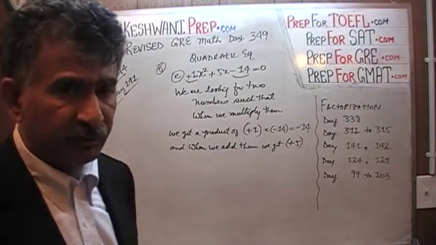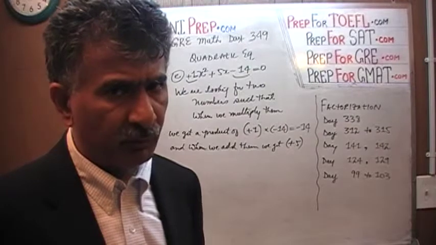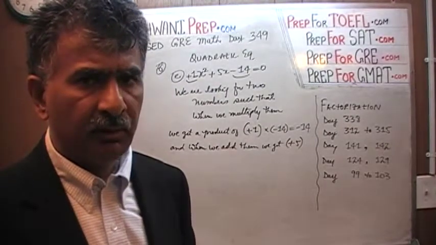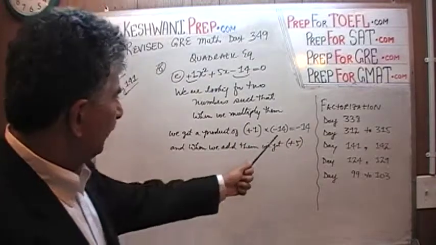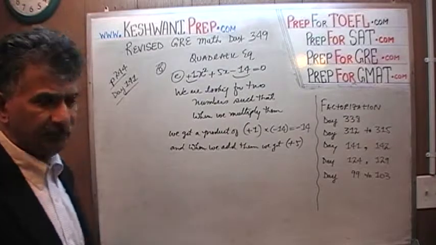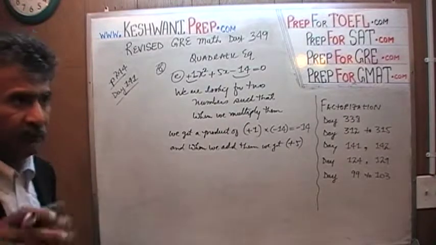So can you think of two such numbers? Pause the video if you have to for a few seconds. Put your thinking cap on and see if you can think of two numbers such that when we multiply them, we get a negative 14. When we add them, we get a positive 5. As I said, pause the video if you have to for a few seconds and think of two numbers.